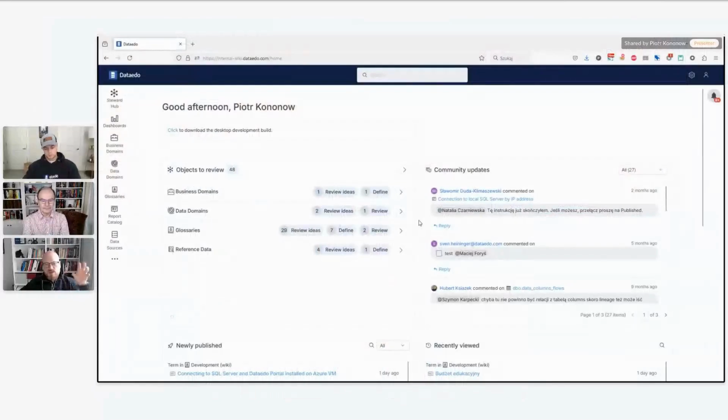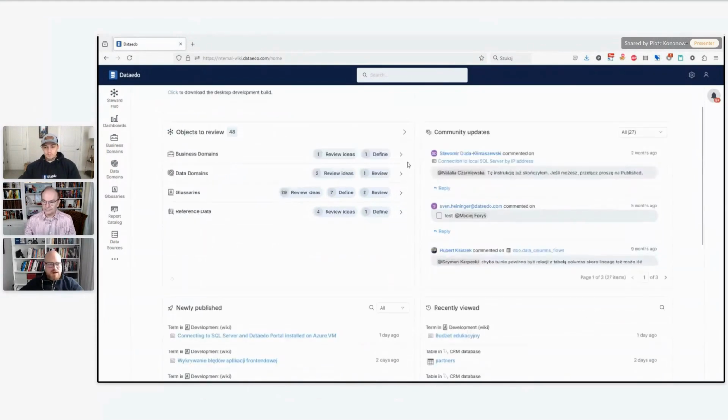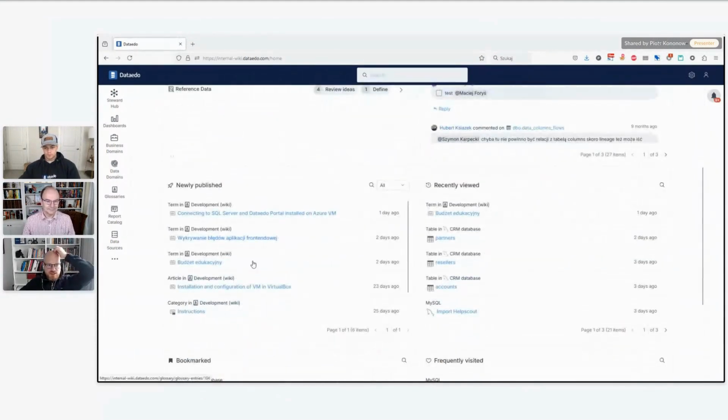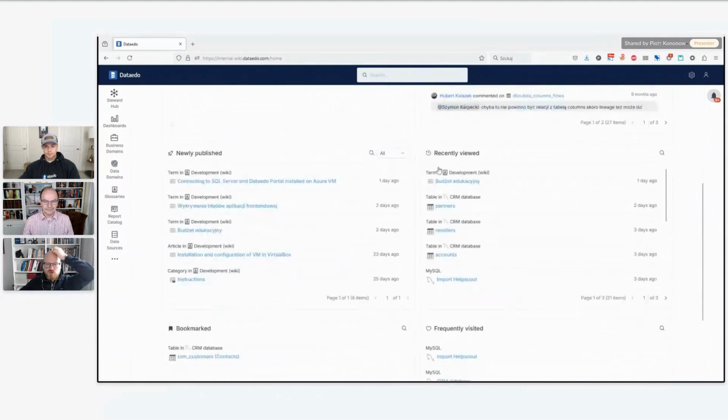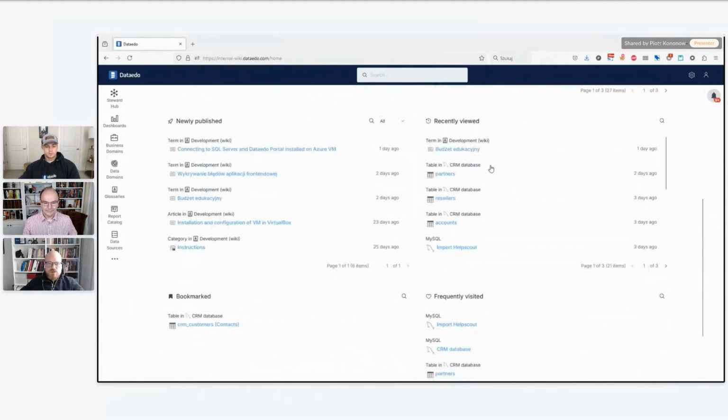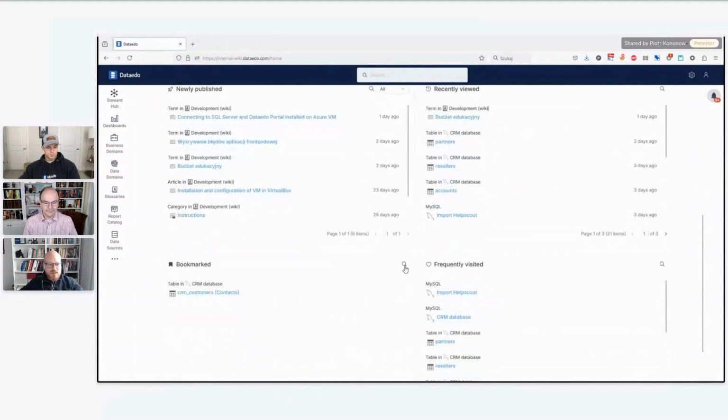So we have the homepage. We have a shiny new homepage, and it's also a dashboard. These widgets are configurable. We have an overview of community, an overview of your workflow tasks, objects that were newly published, and we also started tracking what you're browsing: your recently viewed and most frequently viewed objects, and also bookmarks.